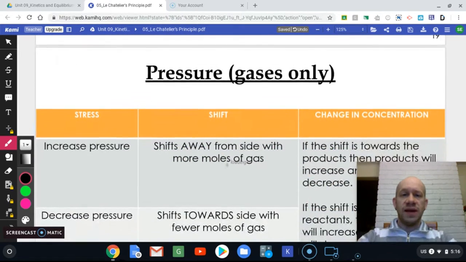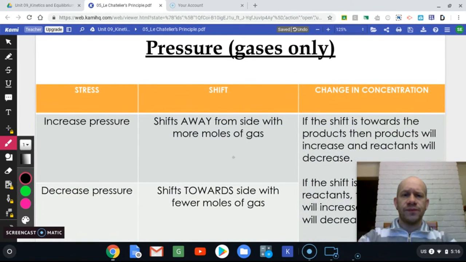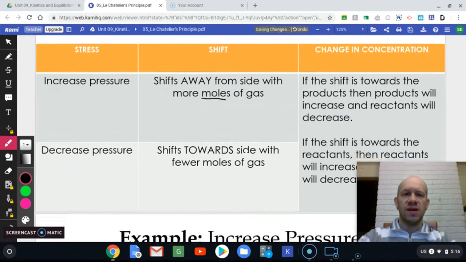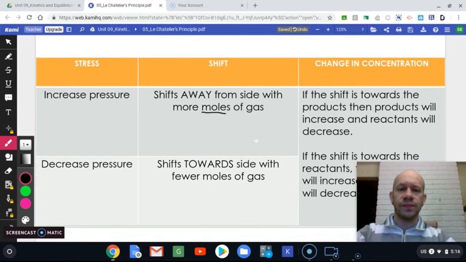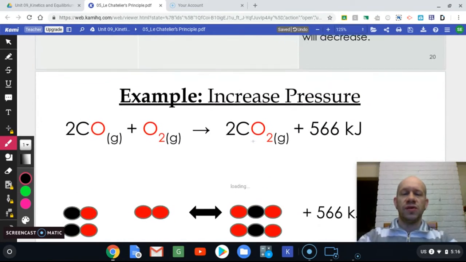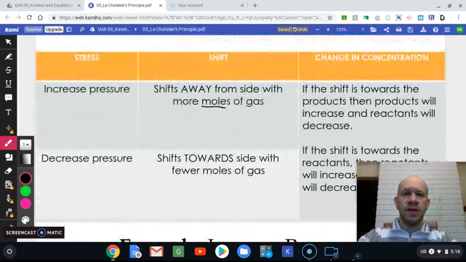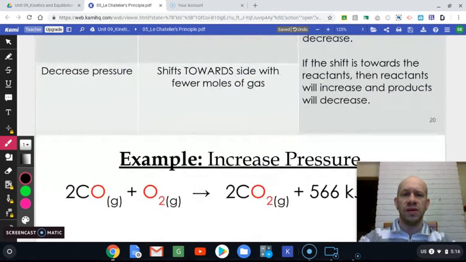Now, pressure applies only to gases. And one difference here is we're going to be talking about the moles of the gas, which means our coefficients. So take a minute to read through that. Okay, so if I increase the pressure, I'm going to shift away from the side with more moles.